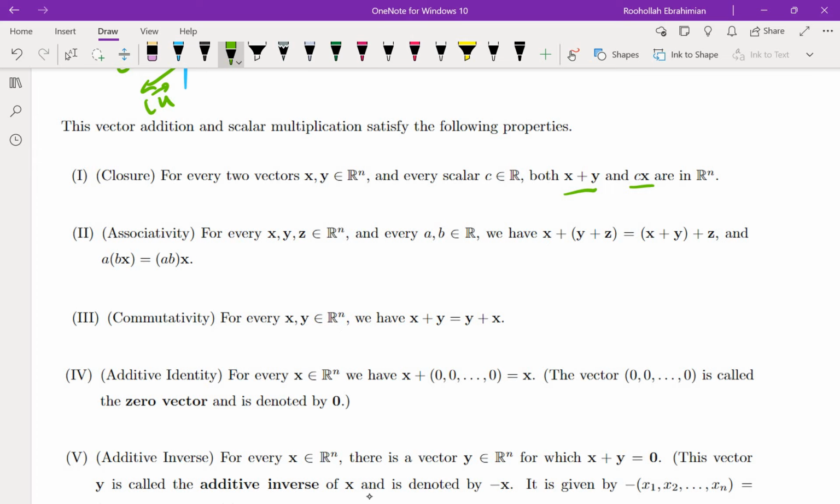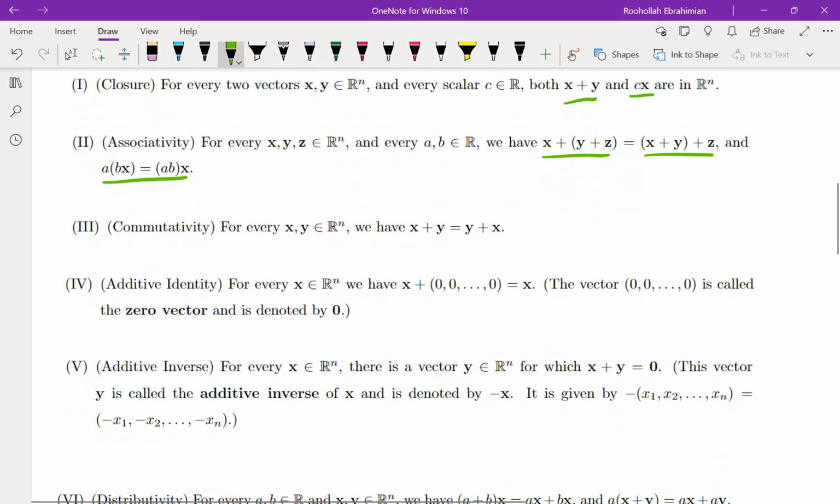The second property is associativity, which is really just two different properties. For every x, y, z in Rn, if you take three vectors in Rn, you have associativity for addition: (x plus y) plus z is the same as x plus (y plus z). And (ab) times x is the same as a times (bx). So this is associativity, and these are very easy to check. Commutativity: if you take two vectors, when you add them, you can add them in any order. So x plus y and y plus x are the same. And these properties all follow from properties of addition and multiplication in real numbers.